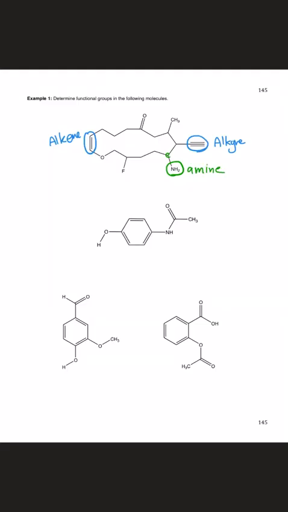Another group that we see is the C double bond O that's connected to hydrocarbon on the left side and also hydrocarbon on the right side. If you go back to the table, you will see that this is the ketone functional group.